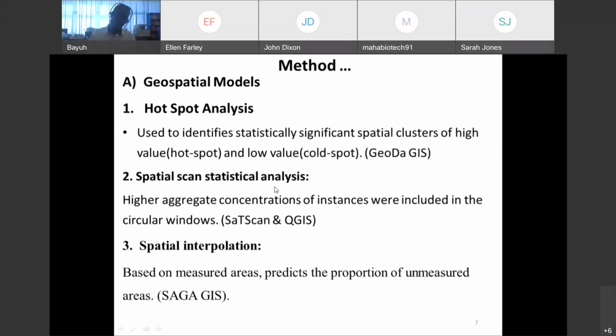The second is spatial scan statistics analysis. In this analysis, higher aggregate concentrations of instances are included in circular windows. For this analysis, I used a combination of SaTScan and QGIS. This analysis shows the concentration of cases, based on the number of cases and the number of population. When the number of cases is more highly concentrated, it shows in the circular windows. In the circular windows, compared to their surroundings, the number of cases is higher. The third, or the last, is spatial interpolation. Spatial interpolation is used to predict and measure an area based on its neighbors, two or more neighbors of measured areas, for which I used SAGA-GIS.